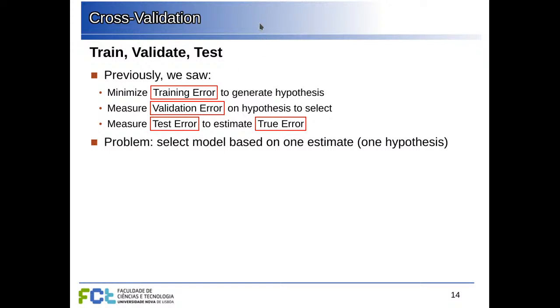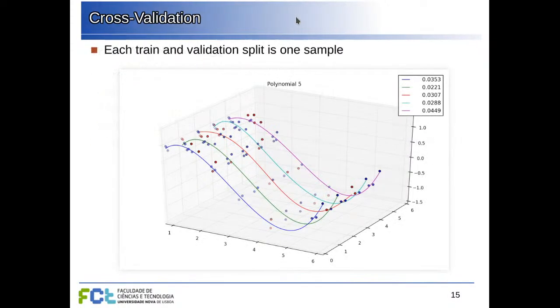However, there is one problem here. We are selecting, for example, the model based only on one estimate of the validation error. And as we saw, this will depend a lot on which points are assigned to the training set and which points are on the validation set. So depending on that distribution, we can get different results when we train with one set and validate with the other, even when using the same model.